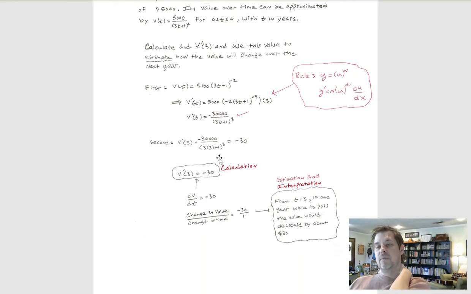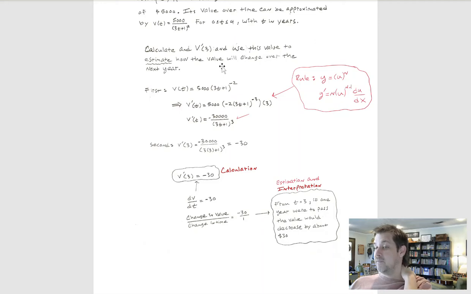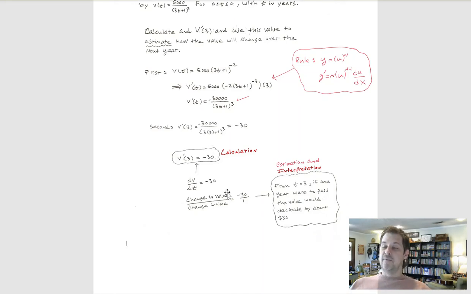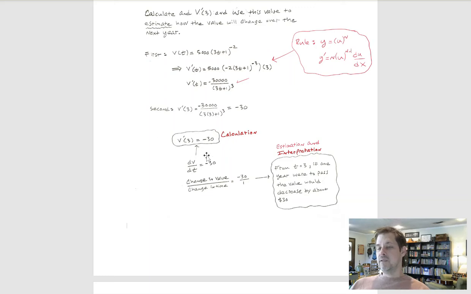Now, next part says estimate how the value will change over the next year from year 3. Okay. Now, I think to do that, we need to think about, well, what does the derivative mean? Like here I see the number -30, but unless I know what a derivative is and what it tells me and where it comes from, unless I know that kind of stuff, I don't have any way to tell you what the number -30 means or tells me.